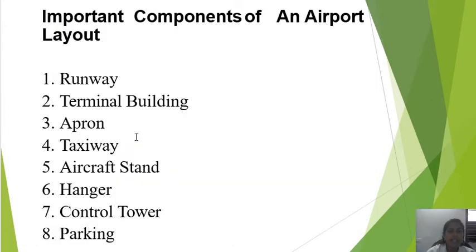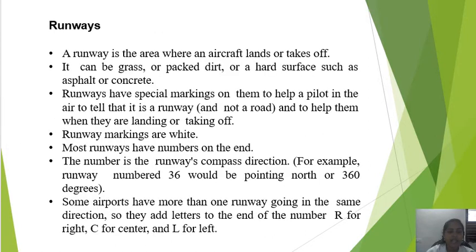Then let's see the important components of an airport layout. The important components are runway, terminal building, apron, taxiway, aircraft stand, hangar, control tower, and parking. The runway is the area where the aircraft lands or takes off. The runway has a hard surface, made of asphalt or concrete.